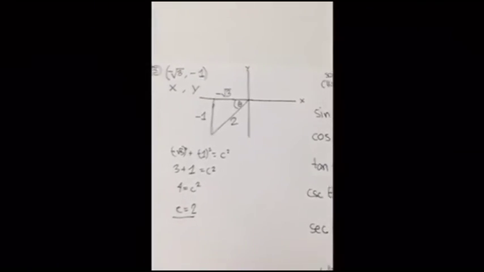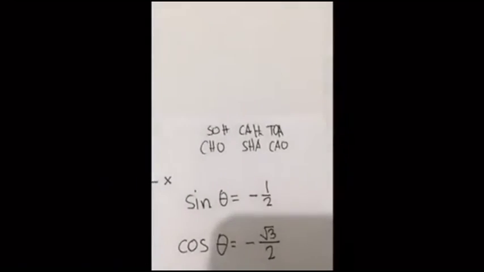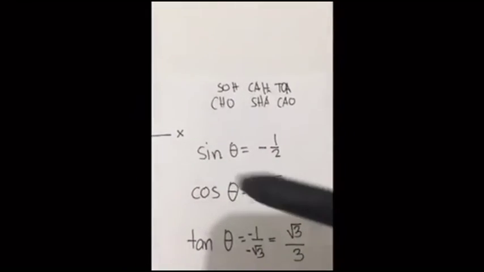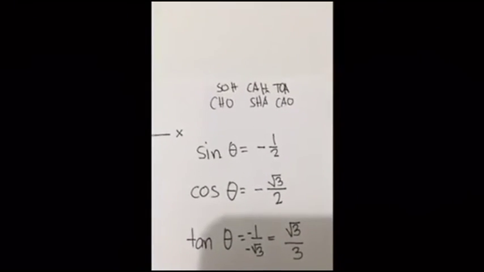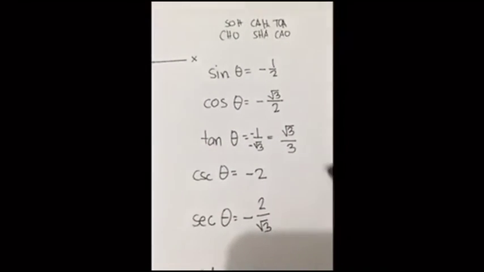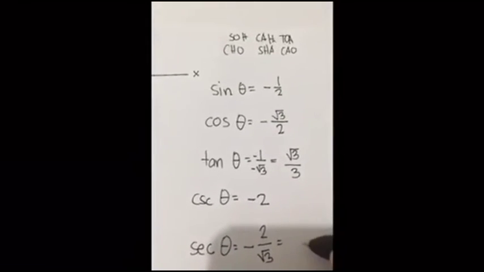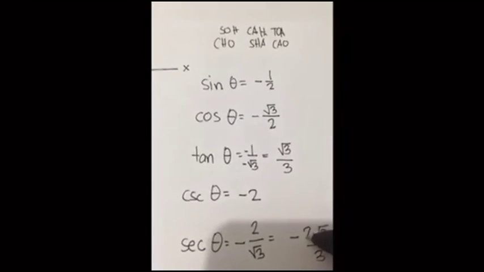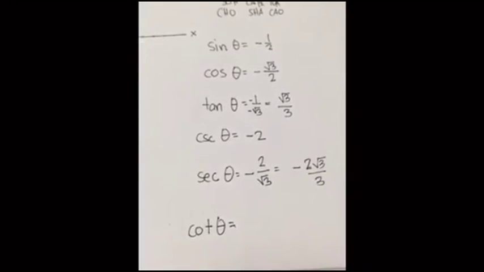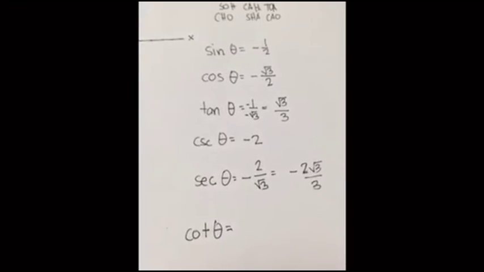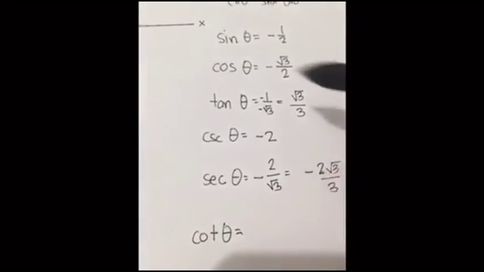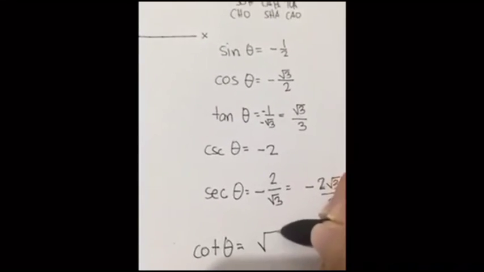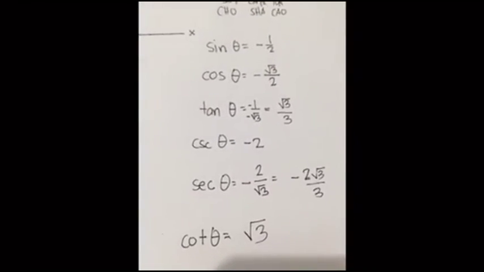Now we have to find the secant. On finding the secant, it is the reciprocal of cosine. So the reciprocal of cosine will be 2 over square root of 3, but in a negative way. So what we're going to do here is rationalize, and our answer will be -2 square root of 3 over 3. Finding the cotangent, we are going to do the reciprocal of tangent, and the reciprocal of tangent will be square root of 3. That's it. Only square root of 3.